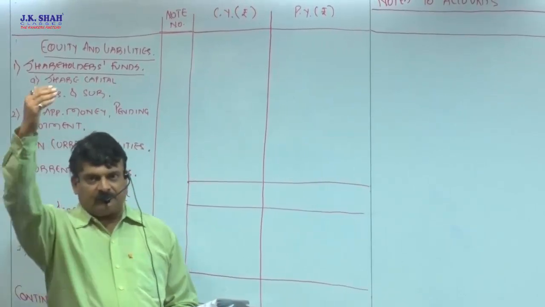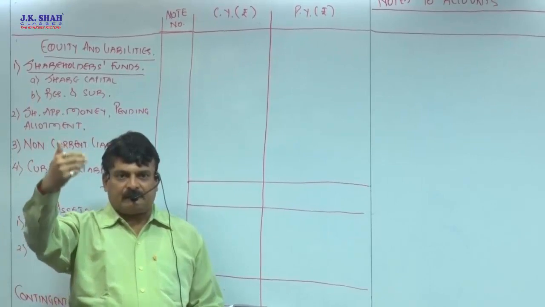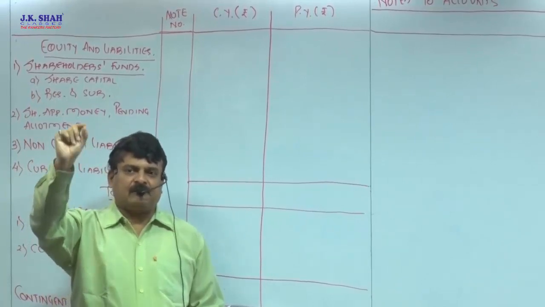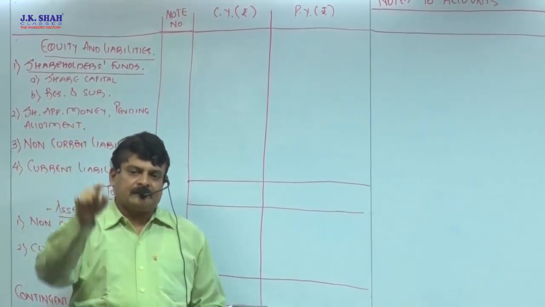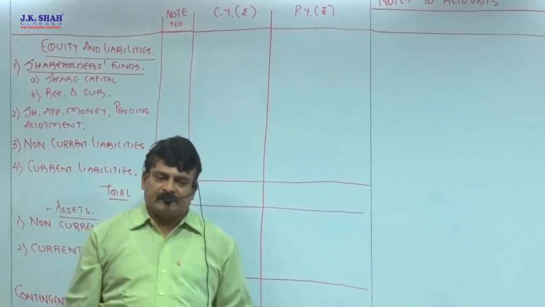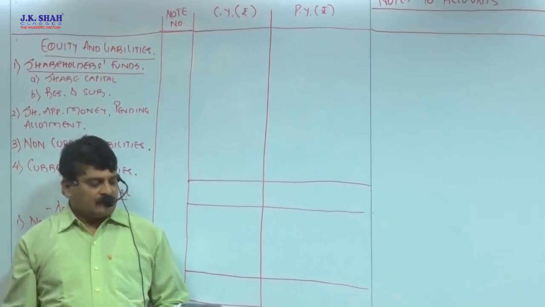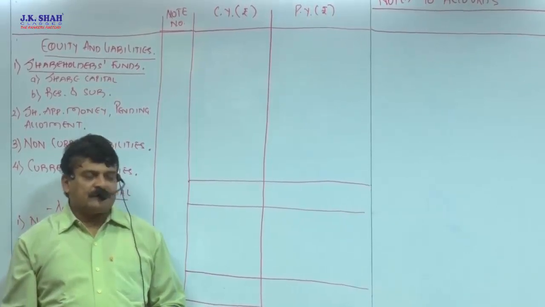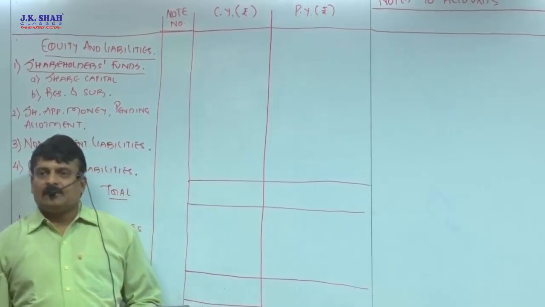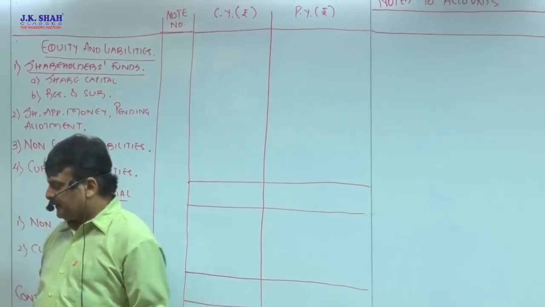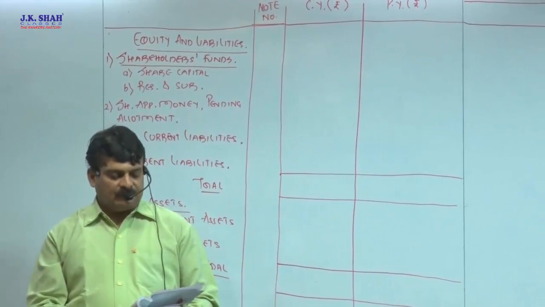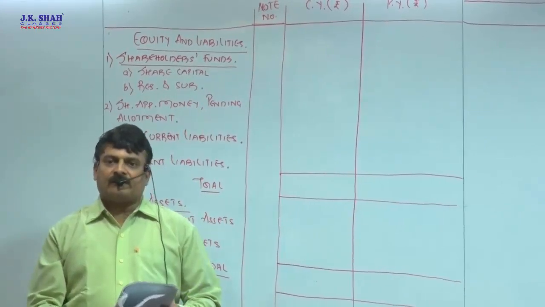I'm going through that format which you already prepared, briefly explaining to you what the contents are. Look into your notebook, what you recorded just now. Equity and liabilities. First one, shareholders' funds. A, share capital.